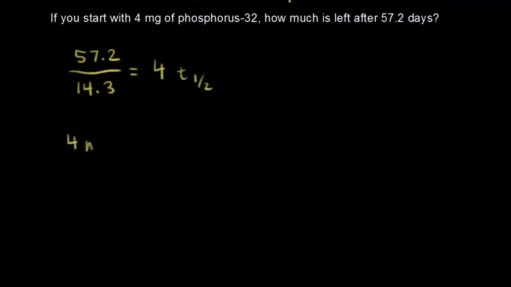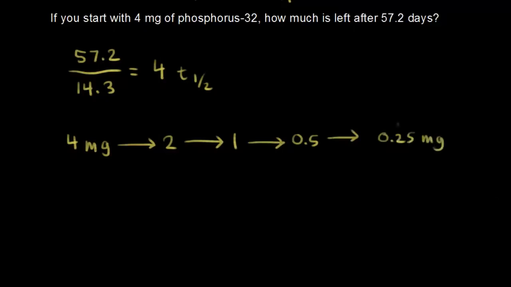So one very simple way of doing this is to think about what happens after each half-life. So 4 milligrams, if we wait 1 half-life, goes to 2 milligrams. Wait another half-life, goes to 1 milligram. Wait another half-life, goes to 0.5 milligrams. And if we wait one more half-life, then that would go to 0.25 milligrams. And so that would be our answer, because that's 4 half-lives. So here's 1 half-life, 2, 3, and 4, which is how many we needed to account for. All right, so that's one way to do the math.